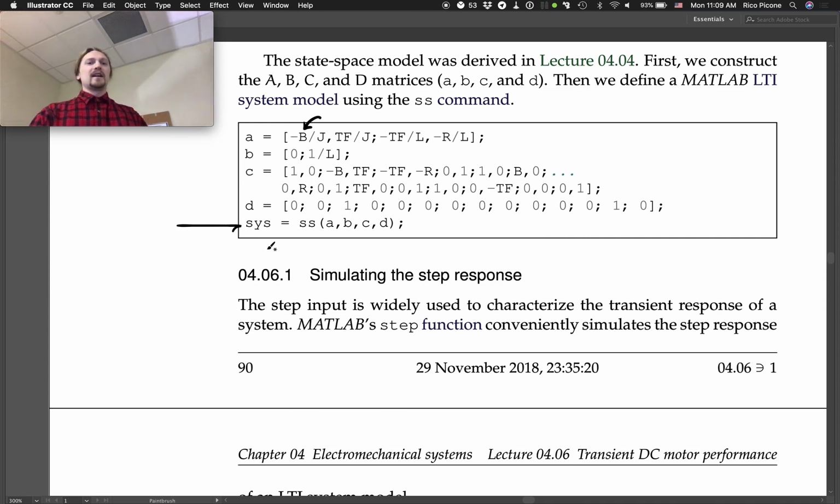So then there's this line. So A, B, C, and D, and then I go sys, which is just a variable name I made up, sys equals, I use the SS command, which stands for state space, okay?